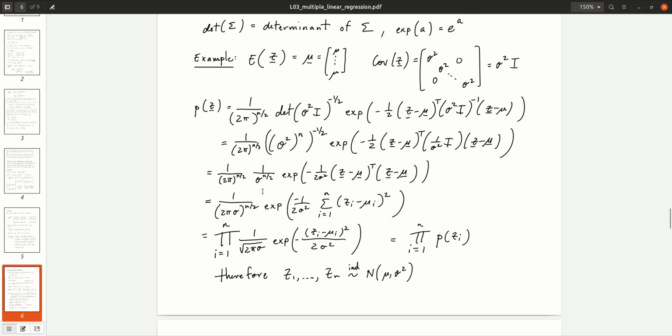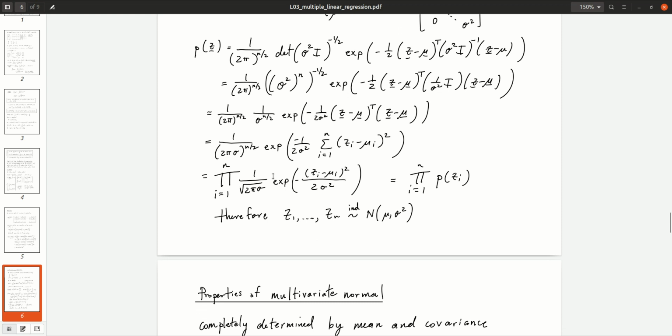So here, this step would just pull the sigma inside here. So it's 2 pi sigma to the n over 2. Here, we're taking the transpose of a vector and multiplying it by itself. This is just the squared length of the vector, which we can write as the sum from i equals 1 to n of z_i minus mu_i squared. This is just the definition of the inner product.